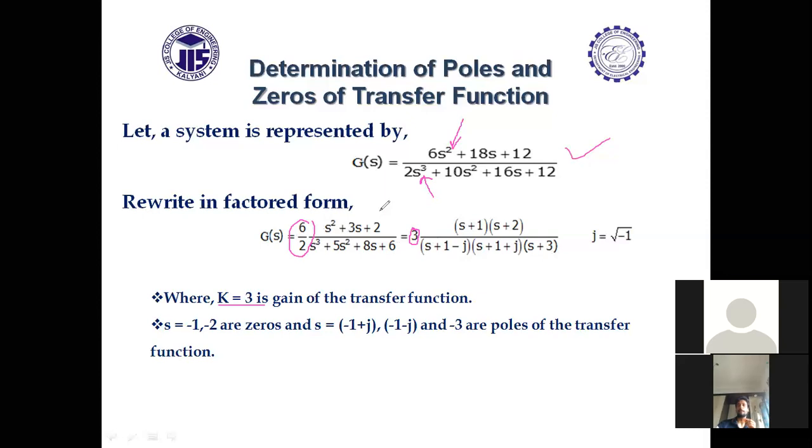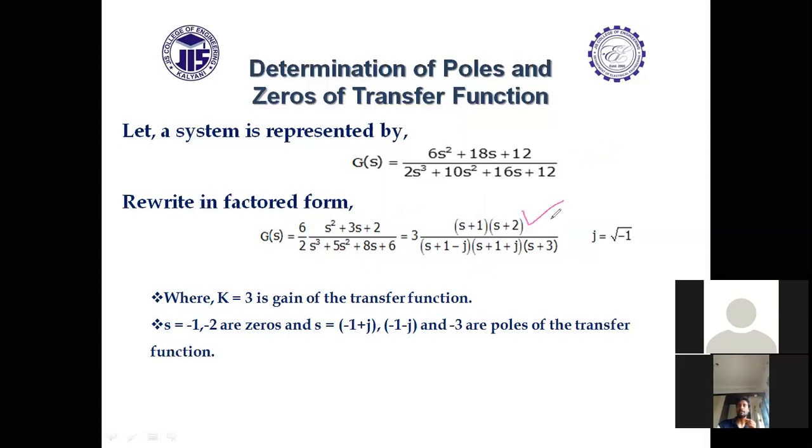And s squared plus 3s plus 2 can be written in factored form, s plus 1 into s plus 2. And the denominator can be written in another factored form, which is in complex form, given by s plus 3 into s plus 1 minus j into s plus 1 plus j. Once this factored form is obtained, you can easily calculate gain and you can easily calculate pole and zero values.